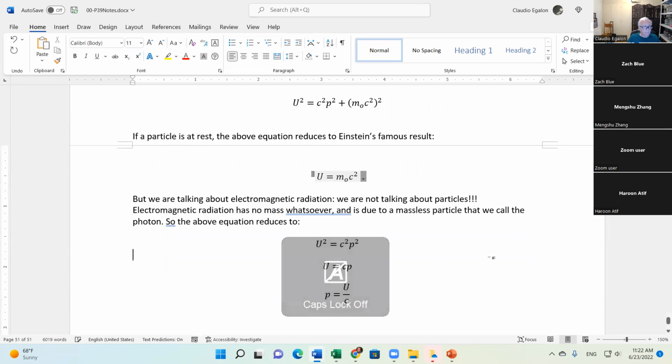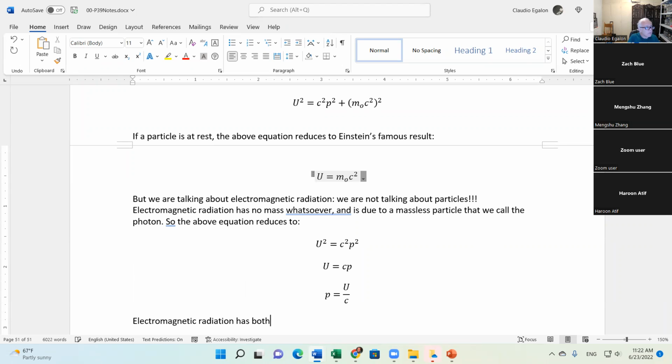Lowercase c. So electromagnetic radiation has both energy and momentum. Just like any particle out there, right? Particles out there also have energy and momentum.